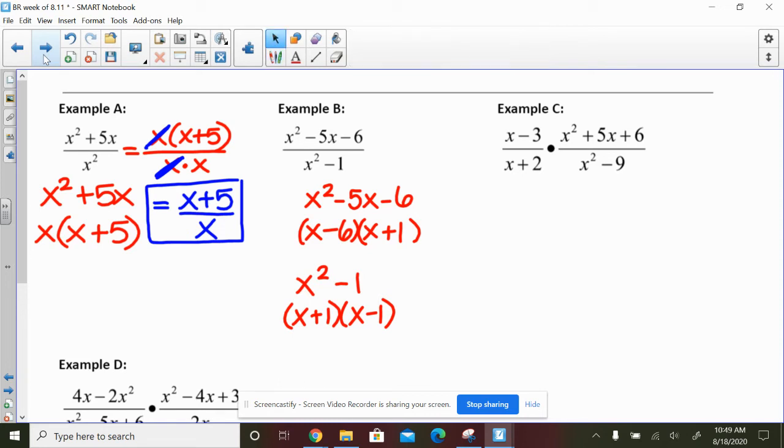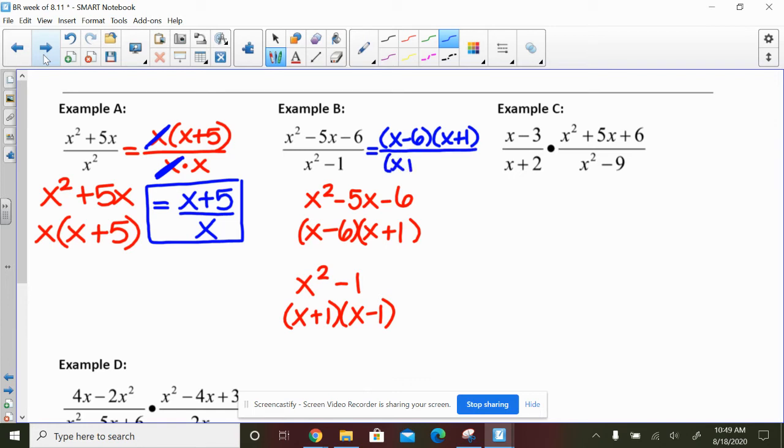All right, I'm going to come back up to the top and rewrite those together. x minus 6, x plus 1 was the top, over x plus 1, x minus 1. Cancel anything that's the same on top and bottom. So that's the x plus 1s. And that leaves me with a final answer of x minus 6 over x minus 1. That's my simplified answer.